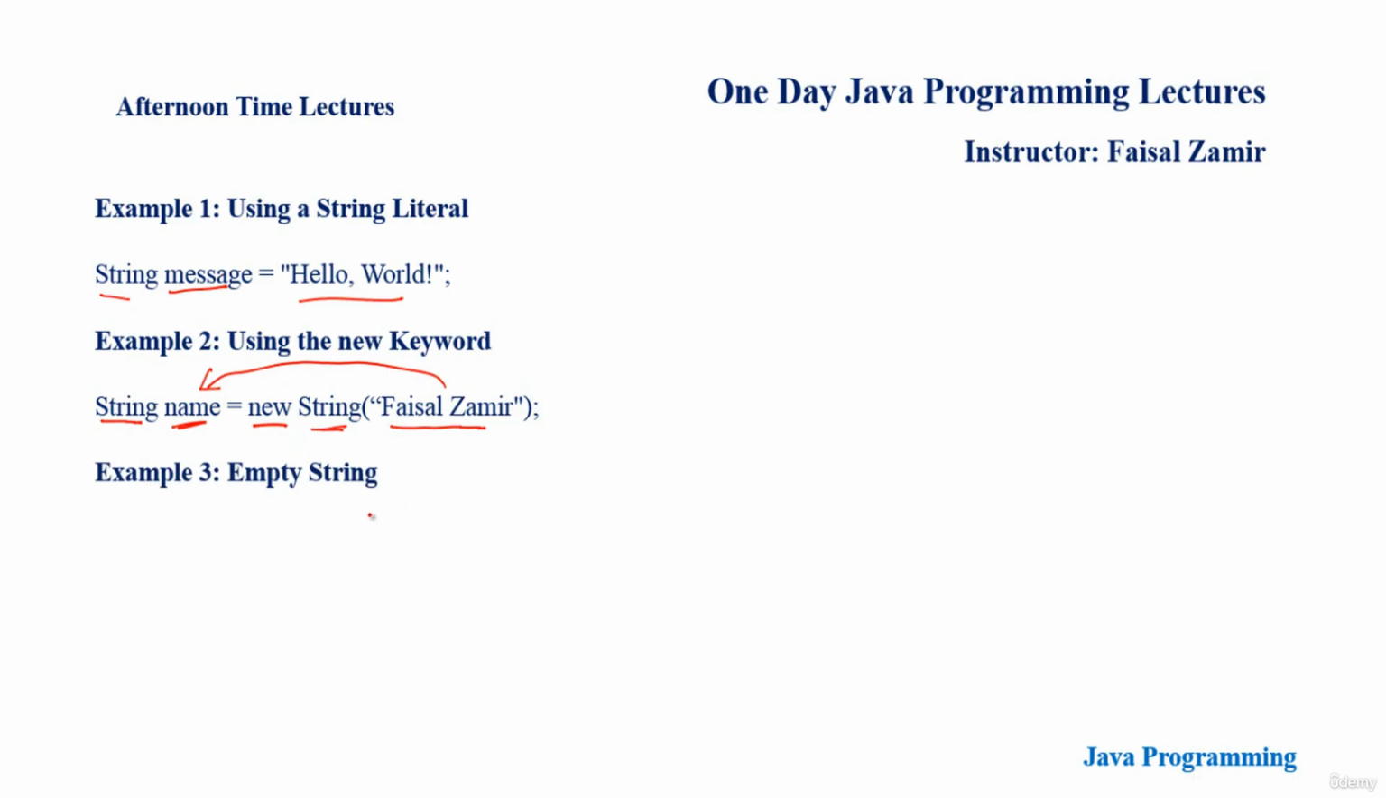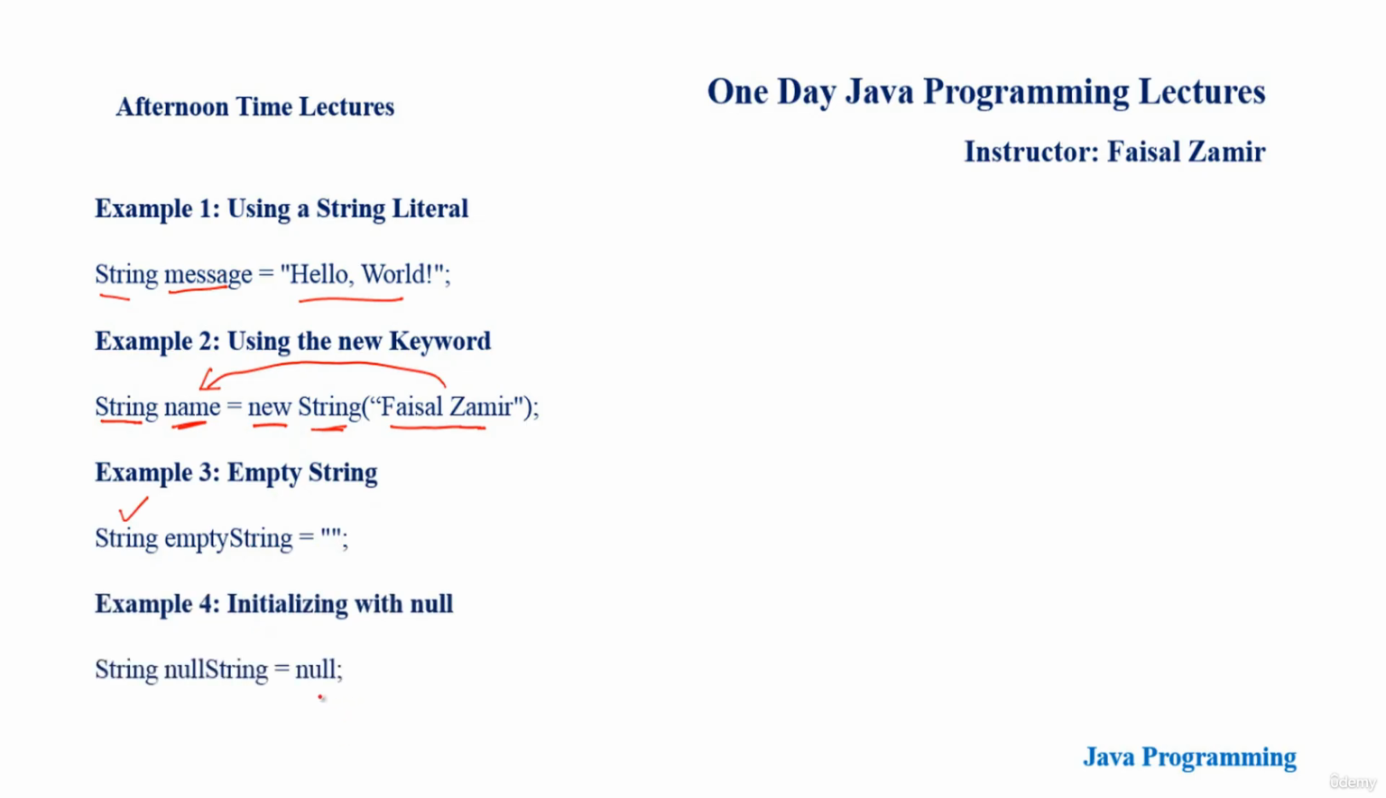So example 3, you can also create an empty string. You just have to declare a variable with the String keyword and just an equal sign, double quotation. You did not put anything else. Also you can provide a null value. Null value means there is no value. So these are different examples of how you can declare and initialize a string.